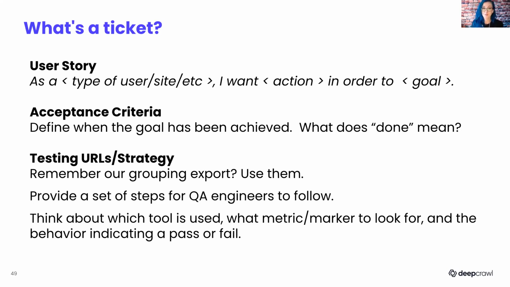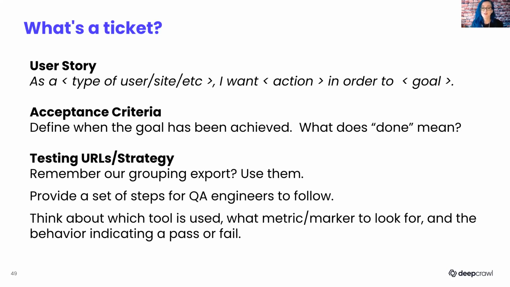Our user story is pretty simple. As a blank, I want to blank in order to blank. So if I'm working on the LCP, I can say, as a performance site, I want to prioritize loading this node in order to achieve a performant LCP. My acceptance criteria is so important because it defines what done means. What defines this task being completed?